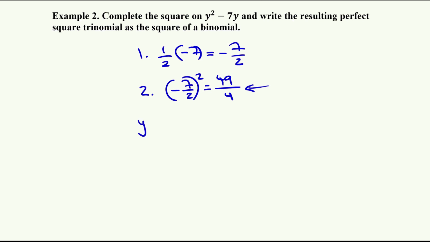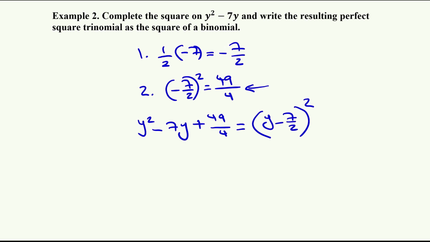So now we write y squared minus 7y plus 49/4, and we go ahead and write it as the square of a binomial. And remember that the result of the first step is what's going to go next to y in this case. And so we're going to have y minus 7/2 squared.